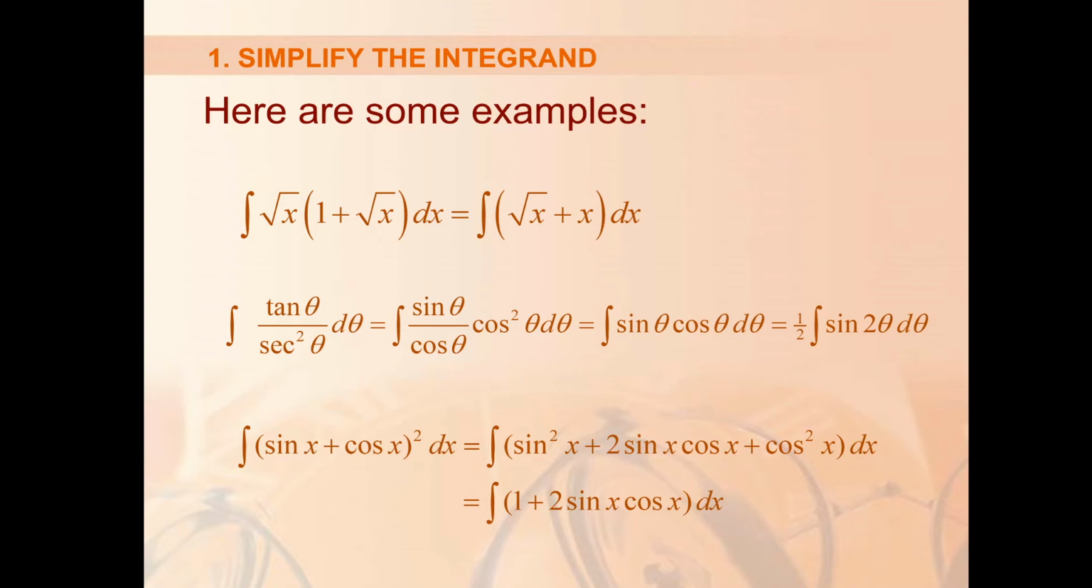Okay, another one. For the perfect square quadratic binomial, we can always expand it and then try to integrate it term by term. And also we can apply the trig identity for this one: sine squared of x plus cosine squared of x, then that's 1.